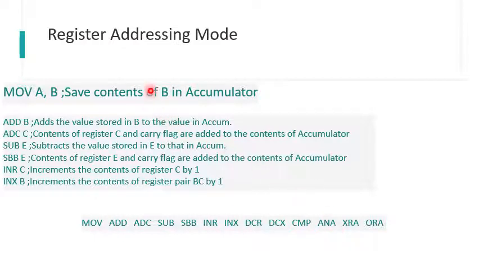Next, register addressing mode. In this mode, the data to be accessed and operated upon is present in a register and is accessed by specifying the name of the register. For example, MOV A, B. So the content of the source register B is being moved to the accumulator register. Since the operation is happening between the registers, it is called register addressing mode. This command moves the content stored in the B register to the accumulator.